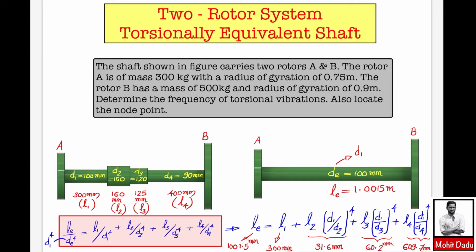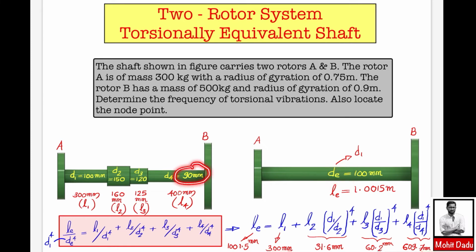That means the diameter D1 of 100 mm comes as a whole, that is, the entire 300 mm is carried over. The next length comes to 31.6 mm with diameter 100 mm, corresponding to the 150 mm diameter part of length 160 mm. And the next part, of 120 mm diameter and 125 mm length, comes to a length of only 60.2 mm, somewhat corresponding to here.